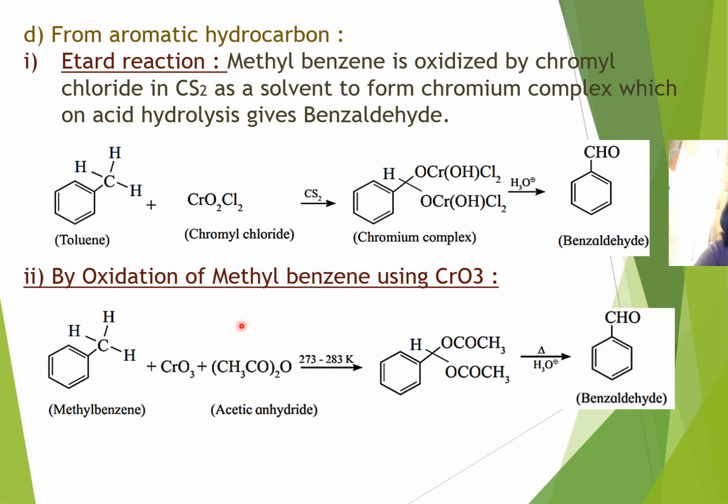Okay. Then by oxidation of methyl benzene using chromium oxide. So when methyl benzene is reacted with chromium oxide in the presence of acetic anhydride, then at 273 Kelvin to 283 Kelvin the reaction takes place. A complex is formed, CH(OCOCH3)2, and this on heating and hydrolysis gives you benzaldehyde. Okay. And the remaining part of the anhydride is given out. Clear?